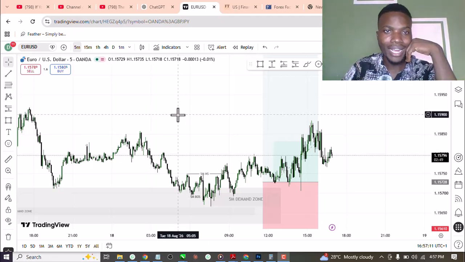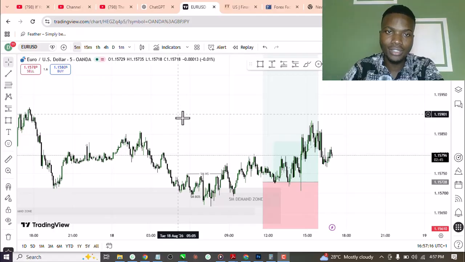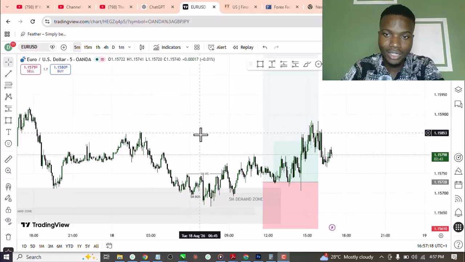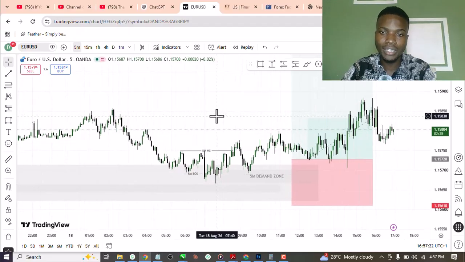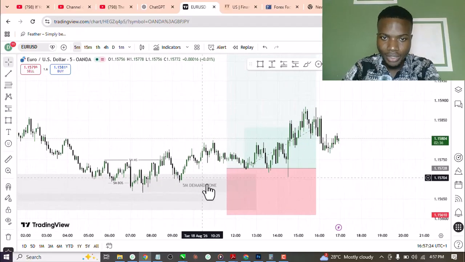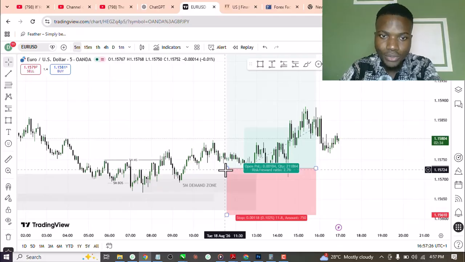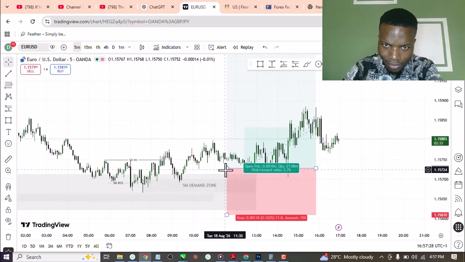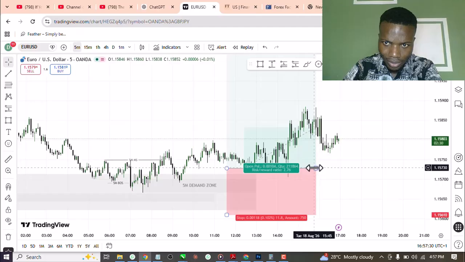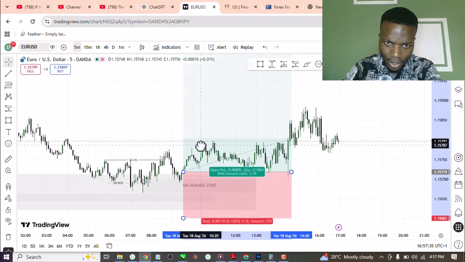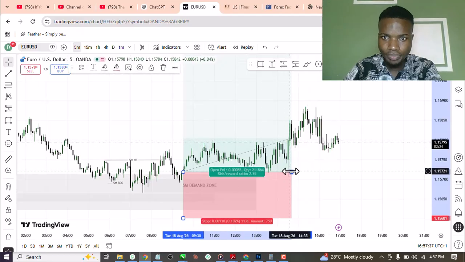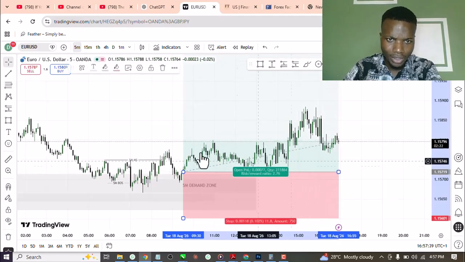Alright, so I have entered this Euro USD trade since the London session started in the morning. As you can see on the screen right now, this was my entry. In fact, I think the entry was around this zone here. Yeah, I entered around this zone.